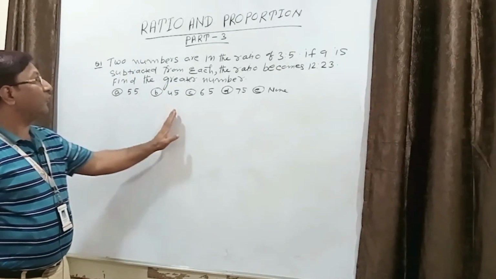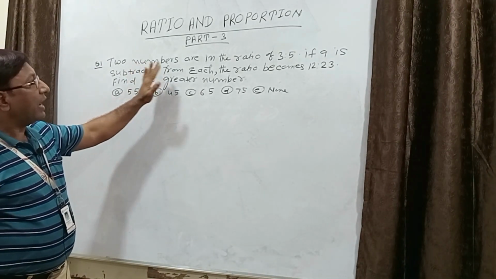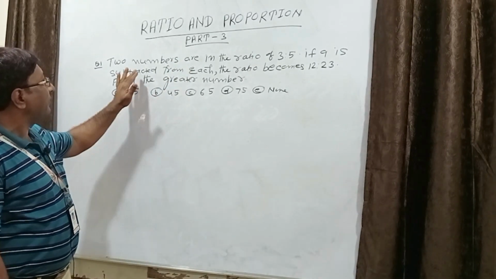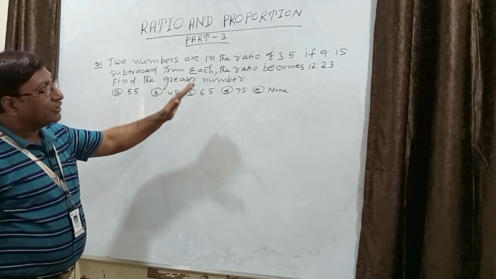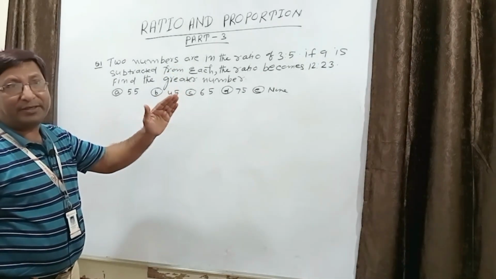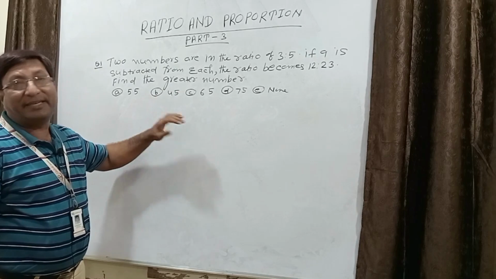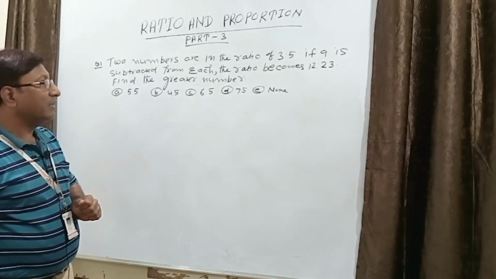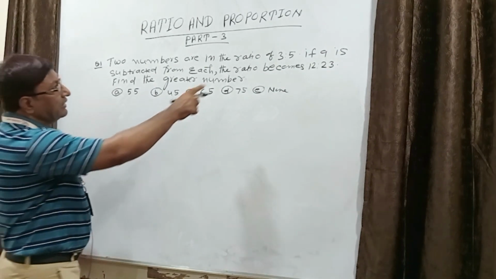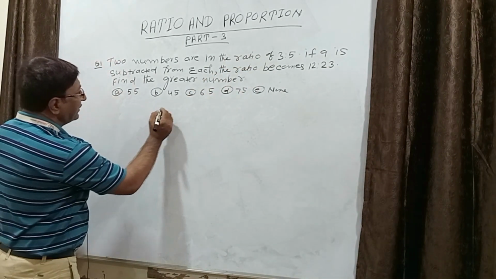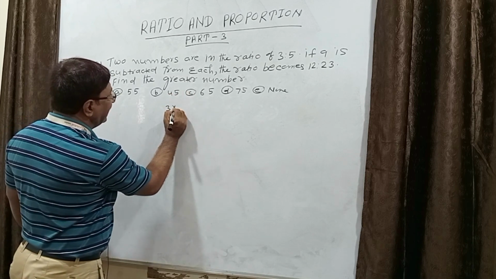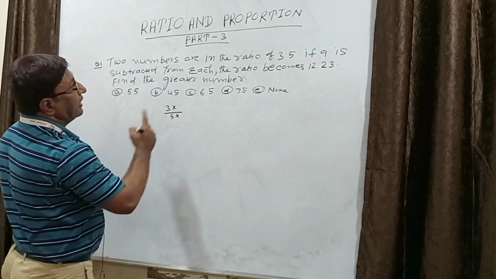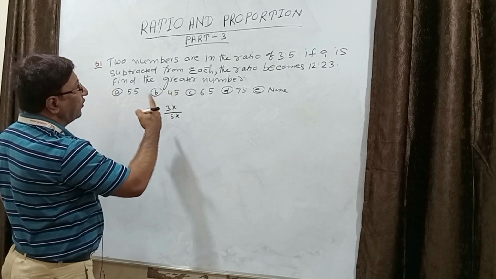Here the first question is: two numbers are in the ratio of 3:5. If 9 is subtracted from each, the ratio becomes 12:23. So find the greater number. For this type of question, what is the simple technique? When the numbers are given in a ratio, the first number will be 3x and the other number will be 5x. Now 9 is subtracted from each.